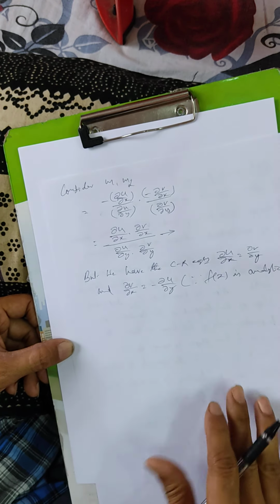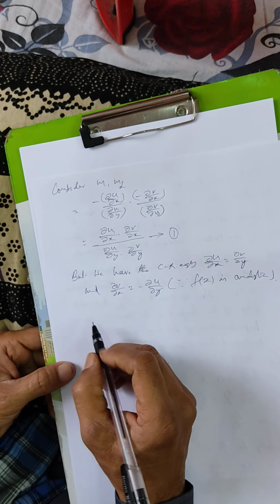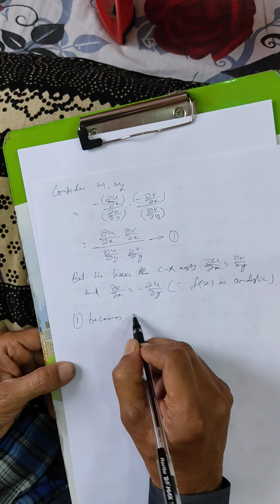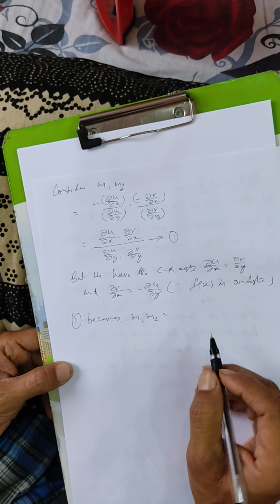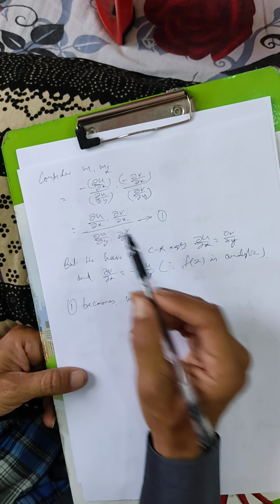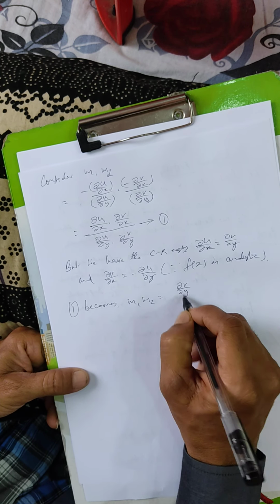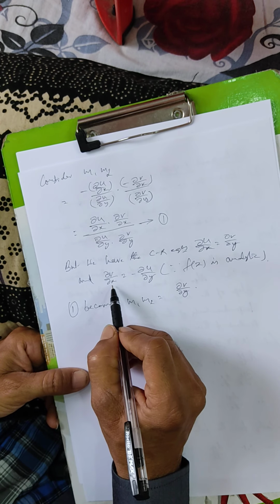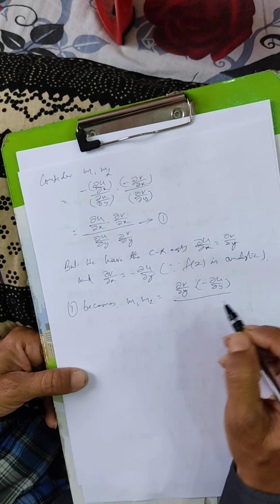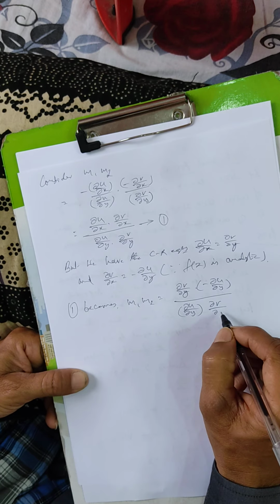So if you say it is equation 1, then equation 1 becomes m1 into m2 is equal to, for the numerator, in place of dou u by dou x I'll write dou v by dou y, into, in place of dou v by dou x, I'll write minus dou u by dou y. This whole divided by, you write the denominator same, dou u by dou y into dou v by dou y.